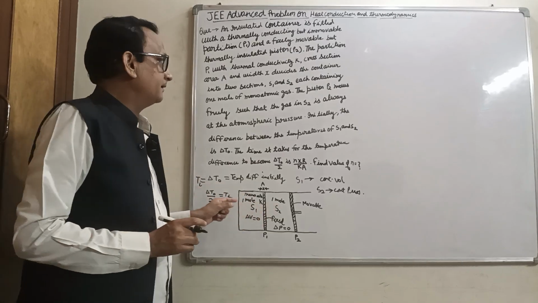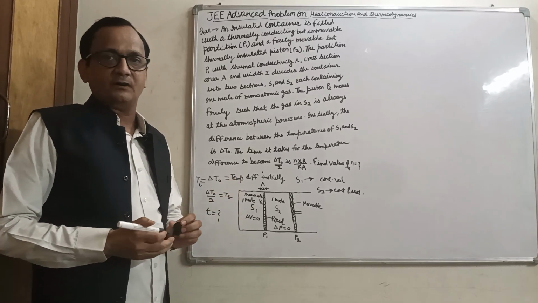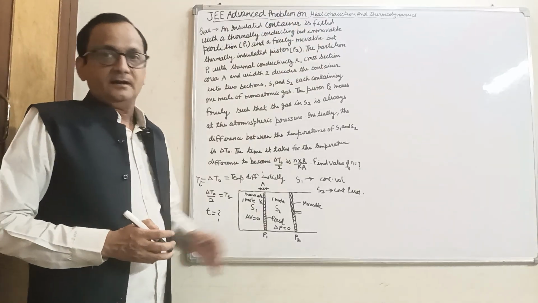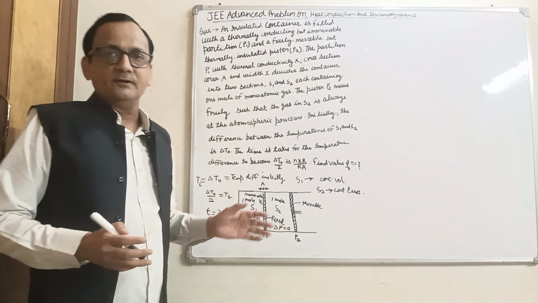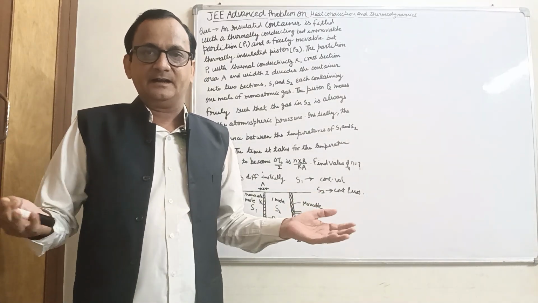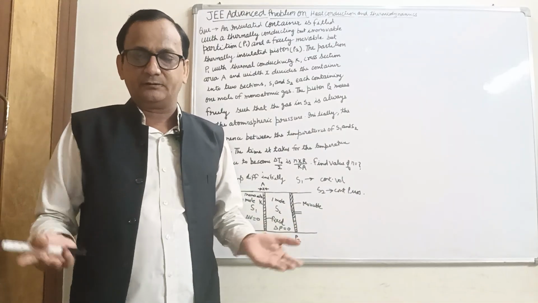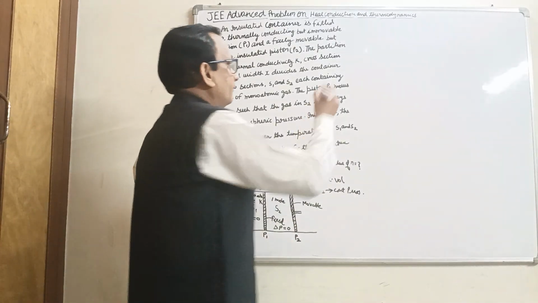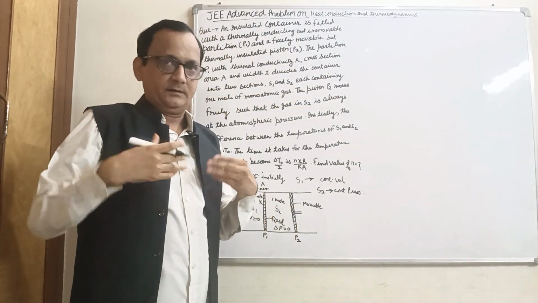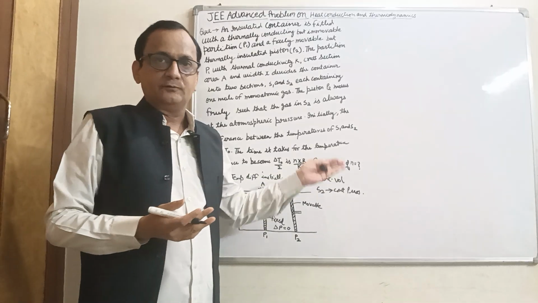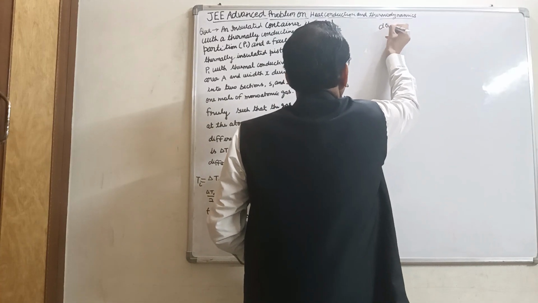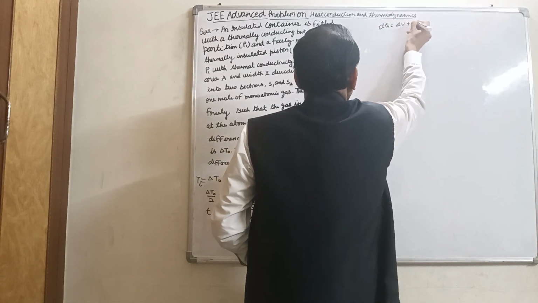For solving this problem, we have to understand thermodynamics and heat transfer, heat conduction. According to the first law of thermodynamics, we know energy is conserved, neither created nor destroyed. So we write here the first law of thermodynamics. We will understand the phenomena while we solve the question. dq is equal to du plus dw.